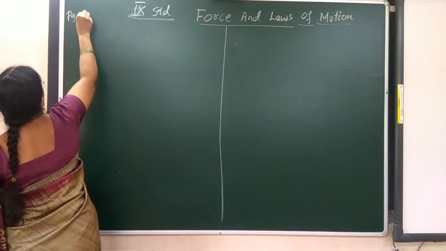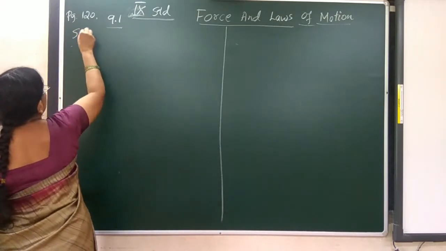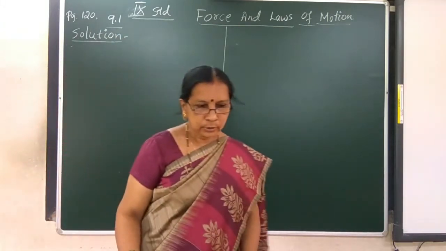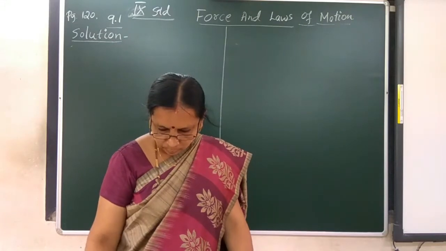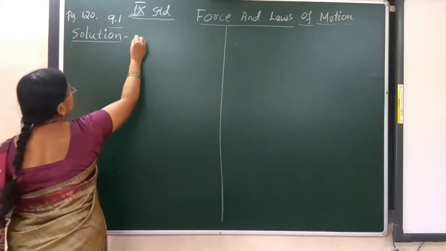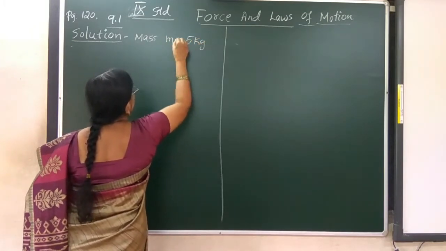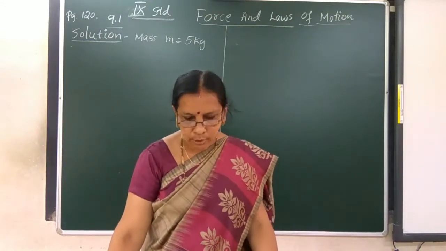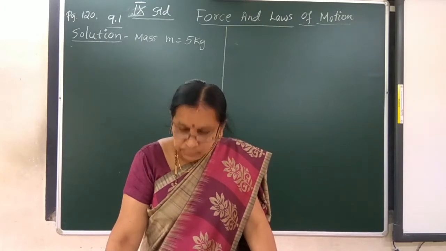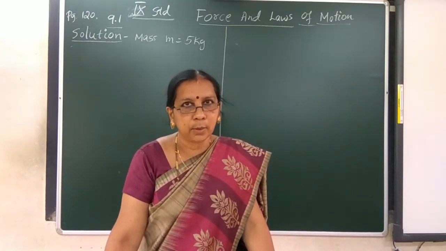Page number 120, 9.1. Let us write the solution. What is given? Here initial velocity is given and mass of the object is given. Mass of the object m is 5 kg. And then what else is given? Try to find out. Initial velocity is given and time is given. What is the time? Time t is 2 seconds. And initial velocity u is 3 meter per second.